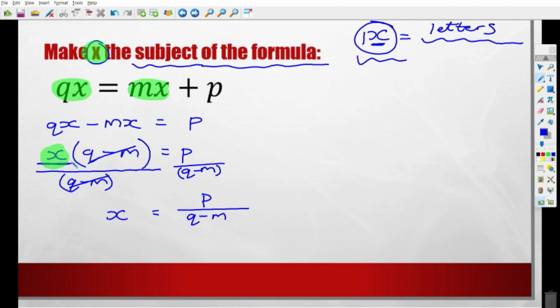I remember what Sir told me. I'm just going to do the opposite of multiply. What's the opposite of multiply? I'm going to divide by whatever isn't my subject. Does that make sense? What you do on the one side, you do to the other side. Let's move on to the next example.